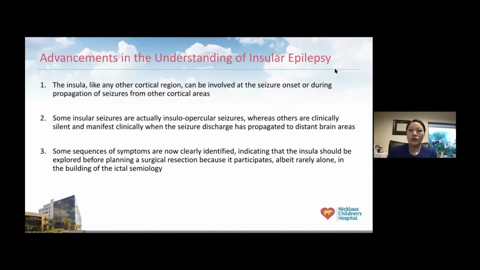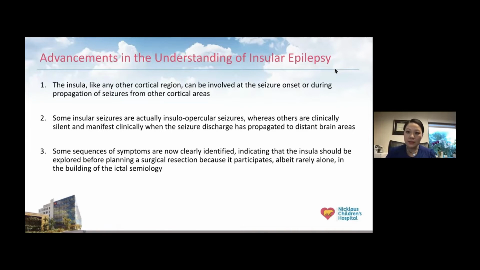So here are some of the advancements that we've made in the modern era. We've recognized that the insula, like any other cortical region, can be involved in seizure onset or during the propagation of seizures from other cortical areas. This is most well recognized in temporal lobe or so-called temporal lobe plus epilepsies. Therefore, it is essential to know the timing of ictal insular involvement as assessed by ictal electroclinical data to delineate the seizure onset zone to be resected by surgery.